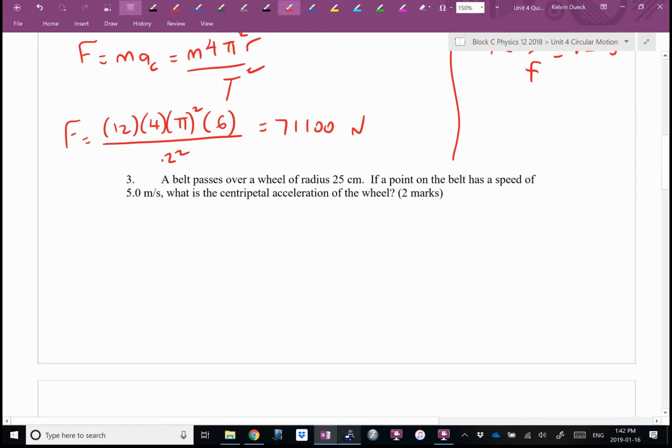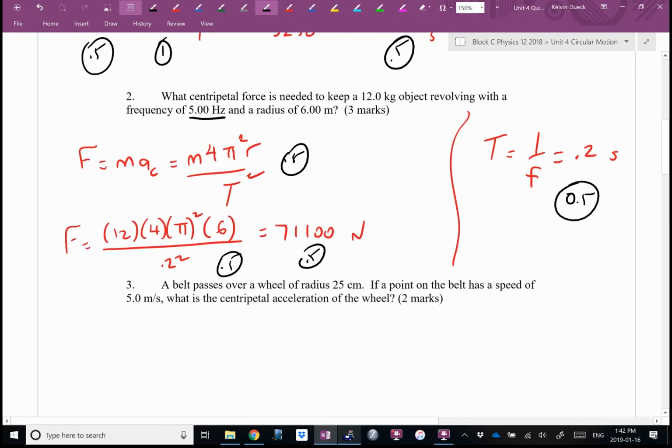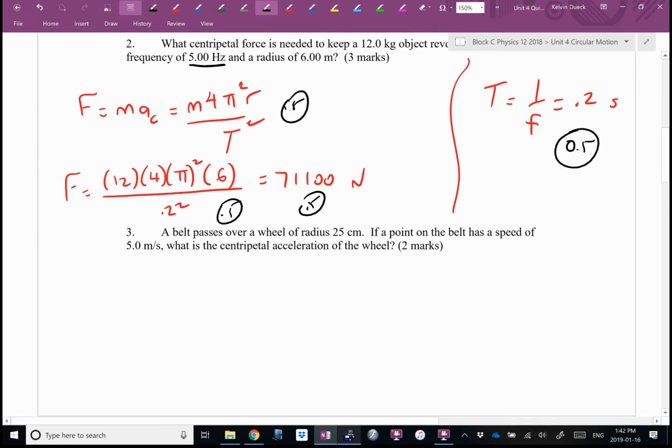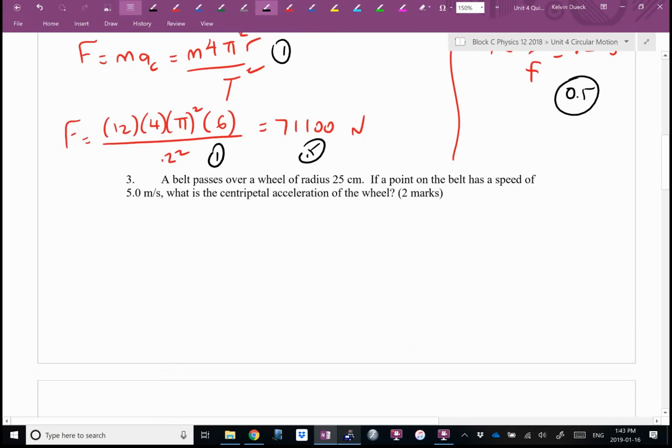Number 3, they want me to find this. In terms of part marks, I would probably give you 0.5 for finding the period, and then 0.5, 0.5, or something like that. But if you got the right answer, it's 3 marks. That's 1 mark, that's 1 mark, and that's 1 mark. There's 3 marks. If you got the right answer, 3 out of 3.